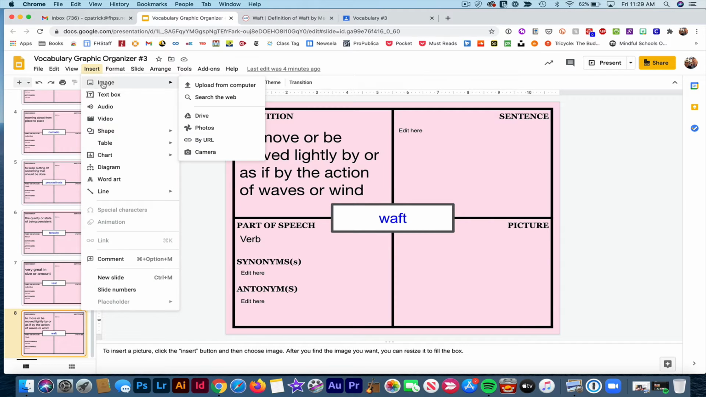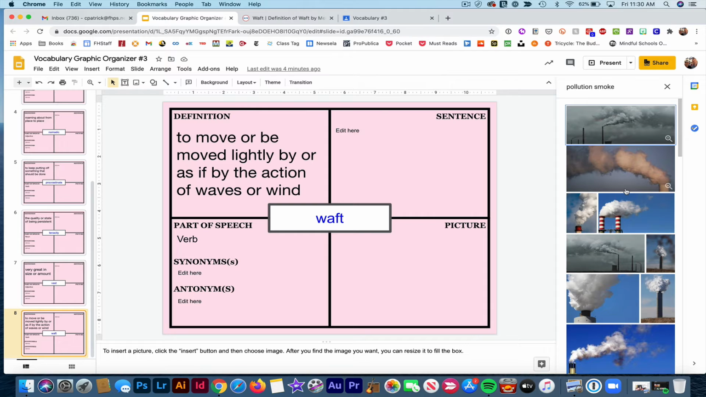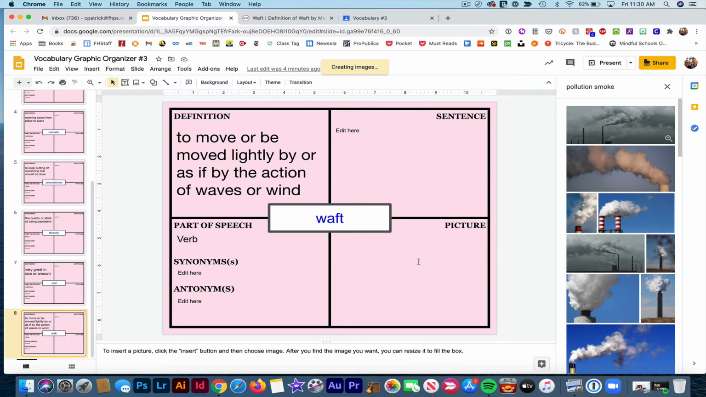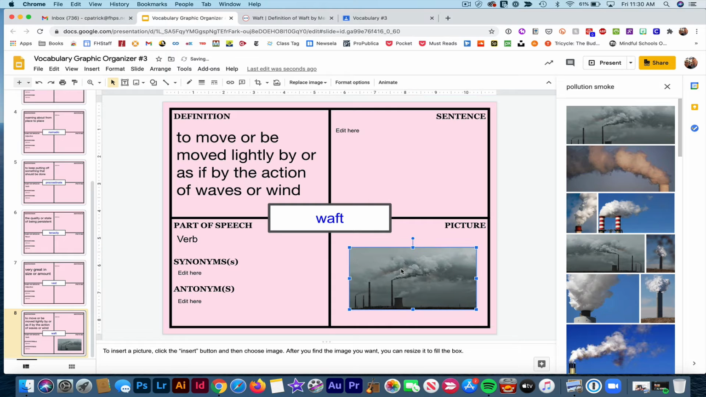If I go insert image, I can search the web for pollution, smoke, right? I could find this pollution wafting into a neighborhood, and all I do is click it and drag it. Well, of course, I'm going to have to resize it to fit the box. So I'm going to click Shift, and then I'm going to click the corner and drag it and fit it into the box, right? So there's my visual representation of the word waft.